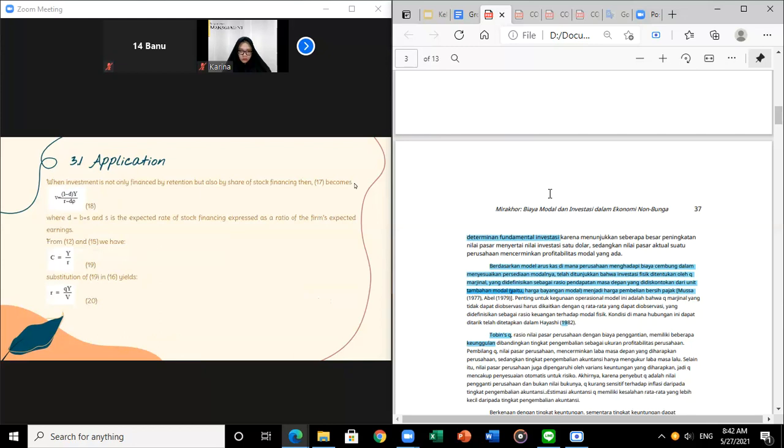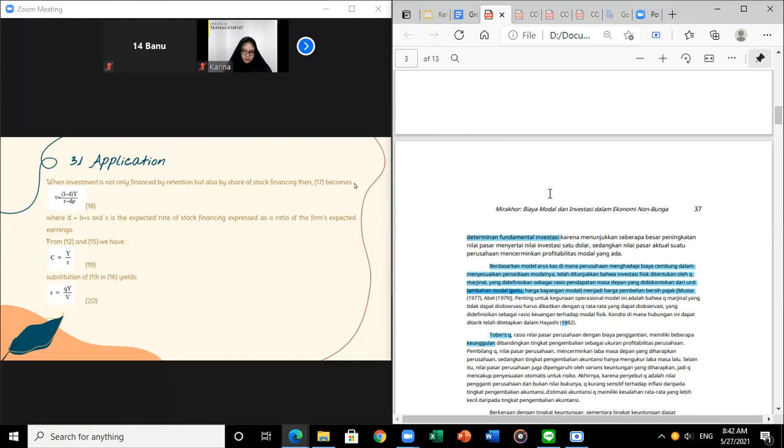So when investment is financed not only by retention but also by the sale of stock, then equation number 17 becomes V equal to (1 minus D) Y divided by R minus rho, where D is B plus S, and S is the expected rate of stock financing expressed as a ratio of the firm's expected earnings.